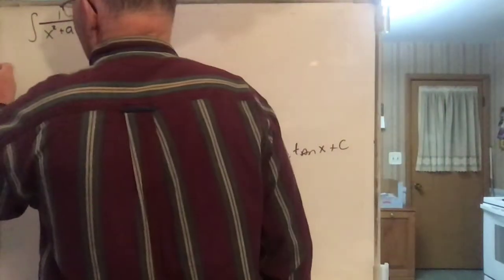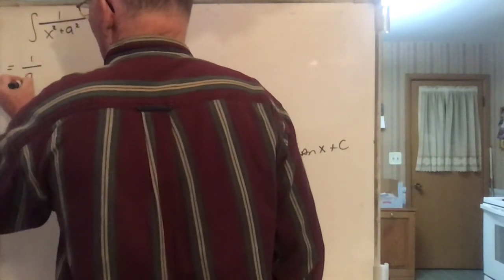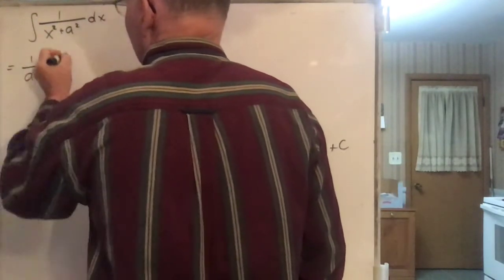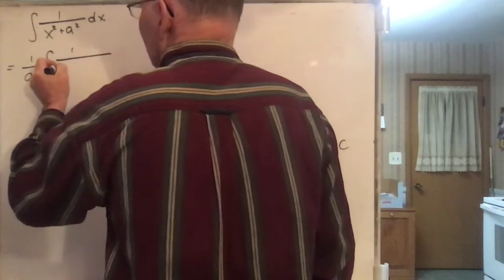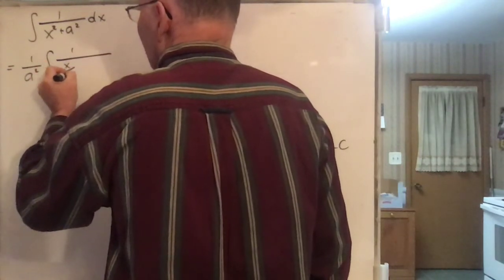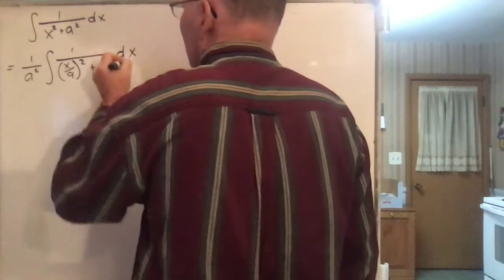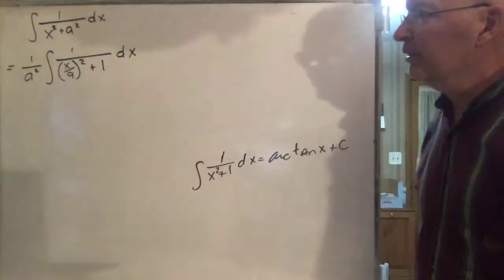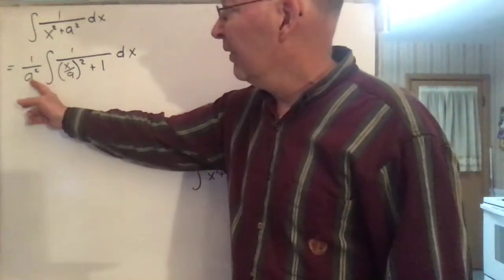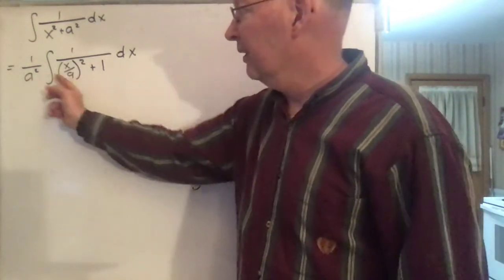So let's force it. Let's factor the a squared out in front, which means I can then write this as x over a, quantity squared, plus 1 dx. Do you agree I can do that? Because if I bring this a squared back in here, those are going to cancel.